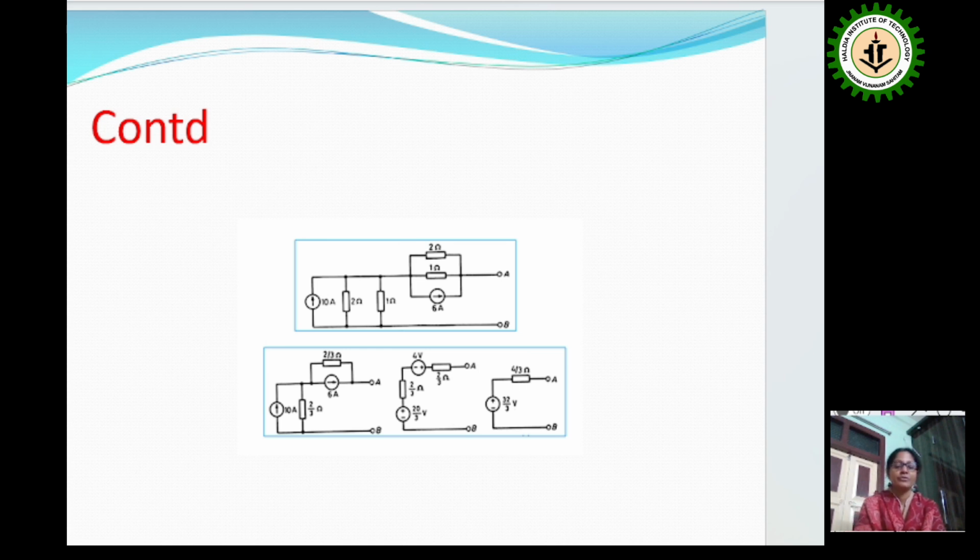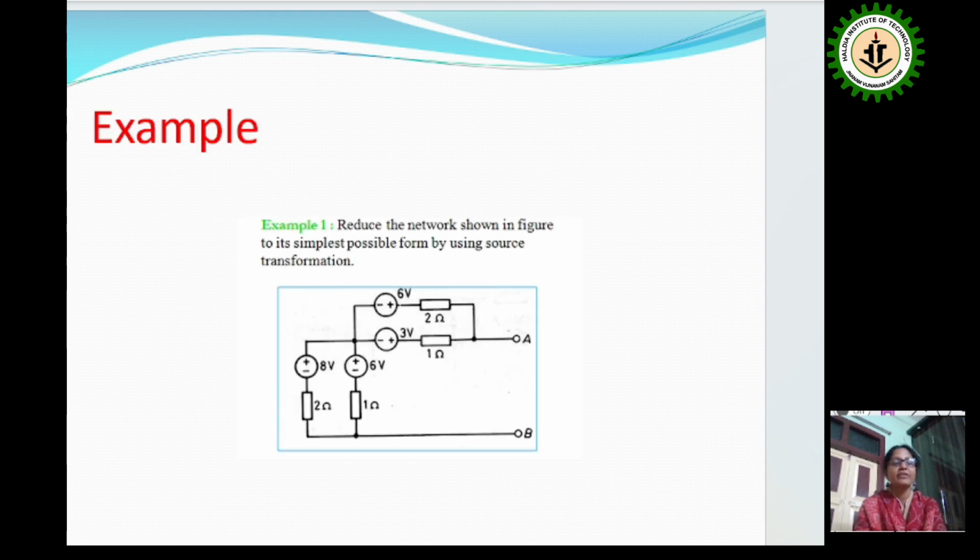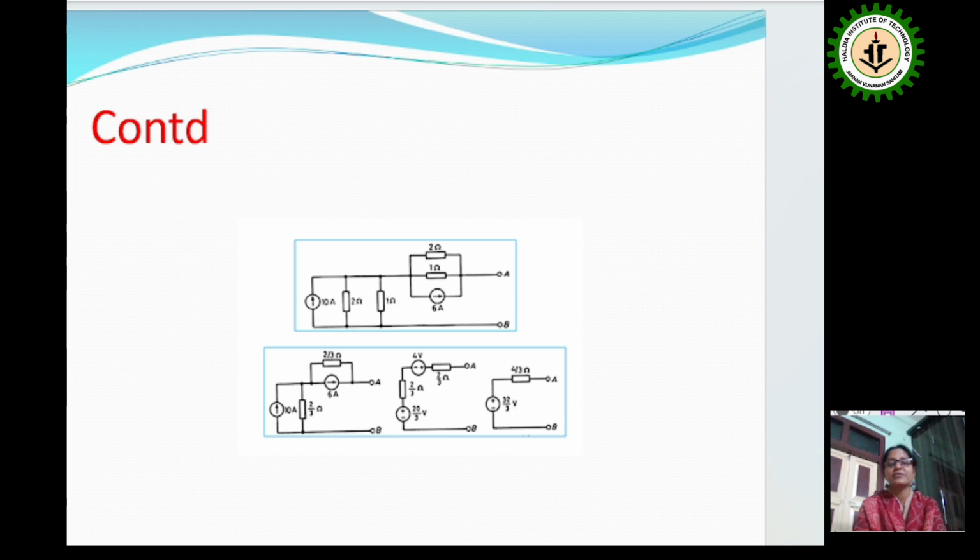So now this network is converted into the simplest network, where the network has only one voltage source and a single resistance.